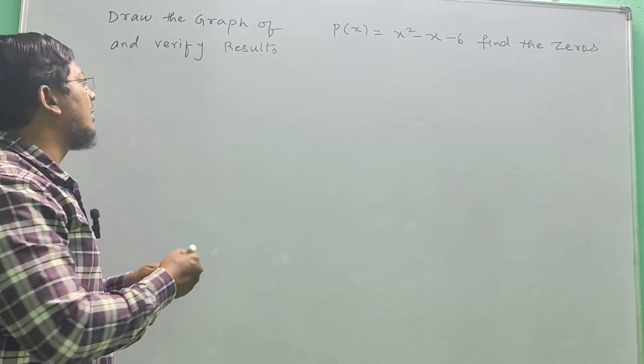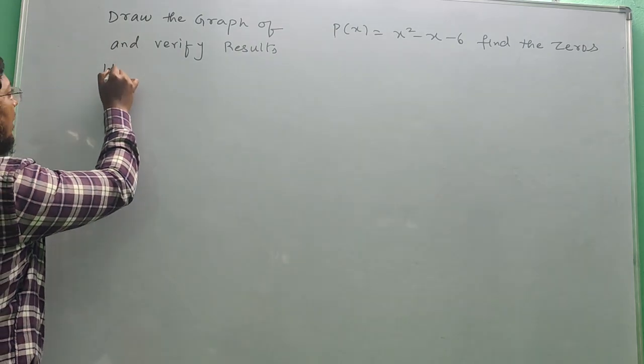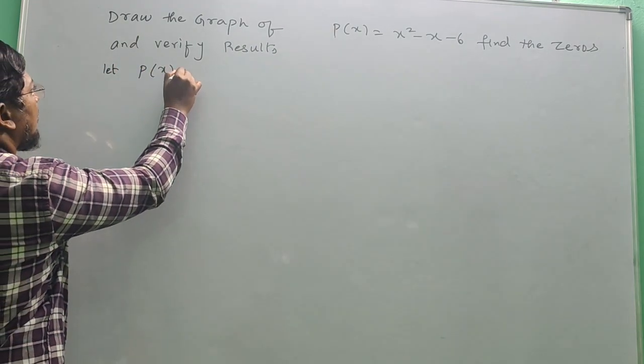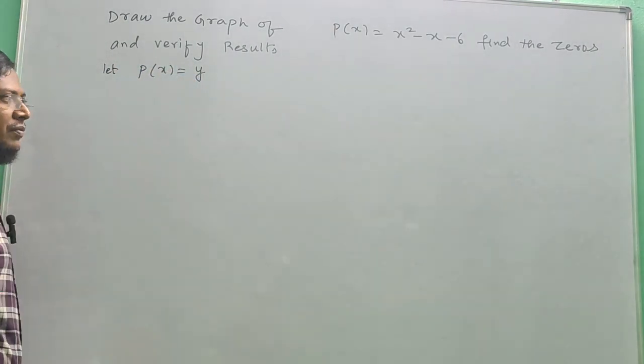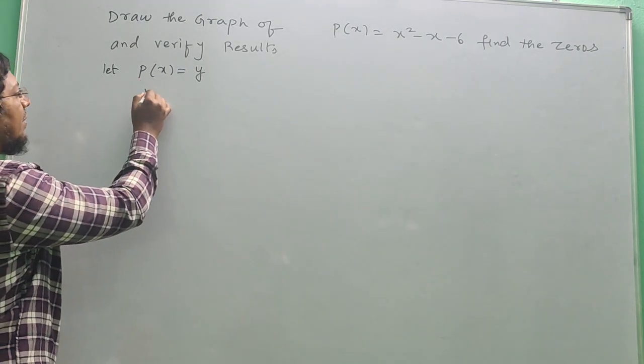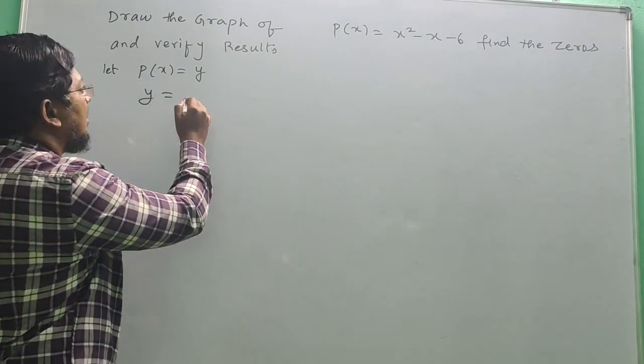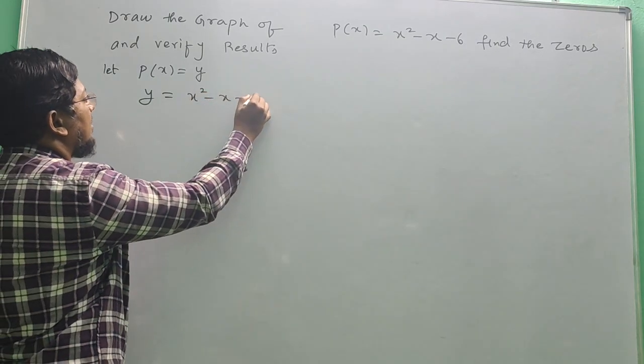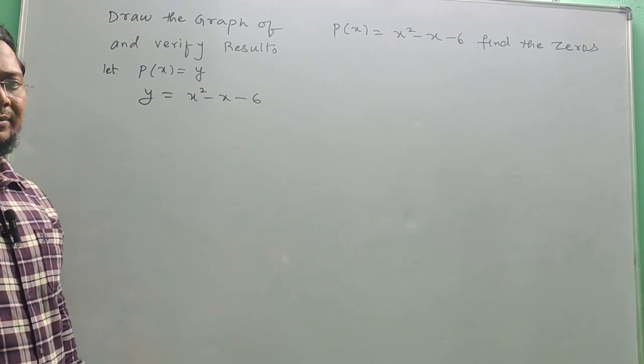We have to check. Okay, the first step, students: suppose p of x is equal to y. What is the first step? P of x is equal to y. Okay, so what is the value of p of x? We can say that p of x is equal to x square minus x minus 6.